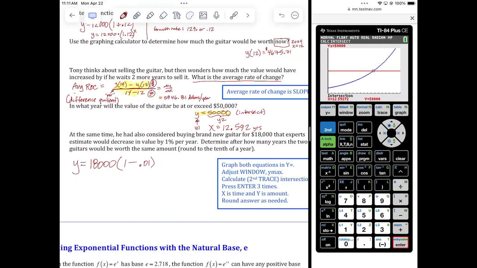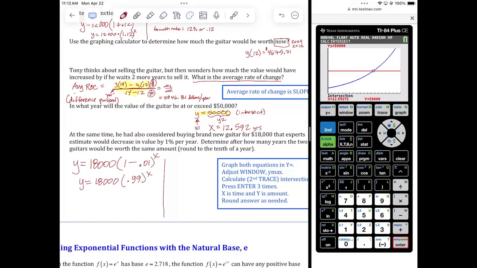Sorry, we're sticking with x. So that becomes, if we simplify, 18 grand times, what is 1 minus a penny? Yeah, so it becomes 0.99 to the x. So what the base does is it tells you how much you actually retain every year. We retain 99% of the value, but we lose 1%.